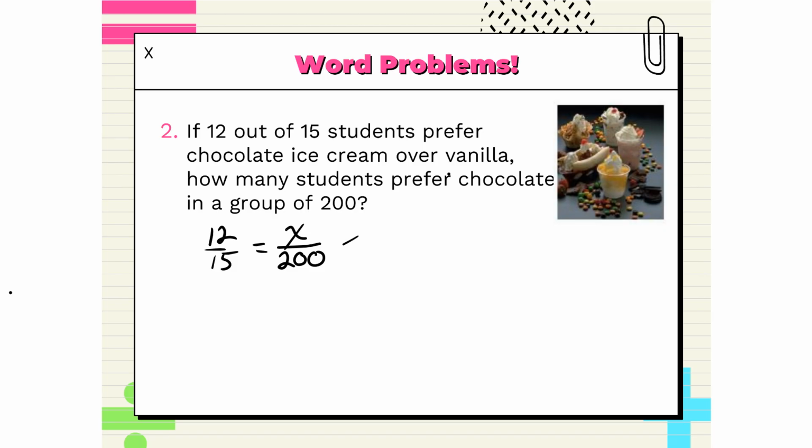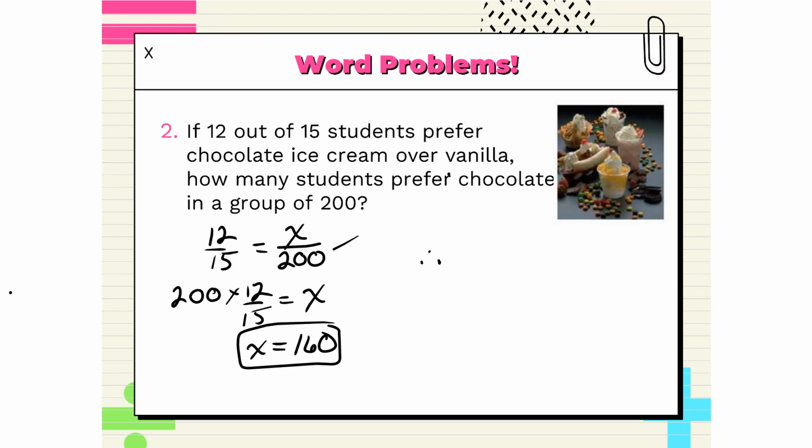To get rid of the 200 over here, we're going to multiply both sides by 200. So we'll end up with 200 times 12 divided by 15 is equal to x. And if we multiply that out, we end up with x is equal to 160. Writing our concluding statement, therefore 160 students would prefer chocolate.